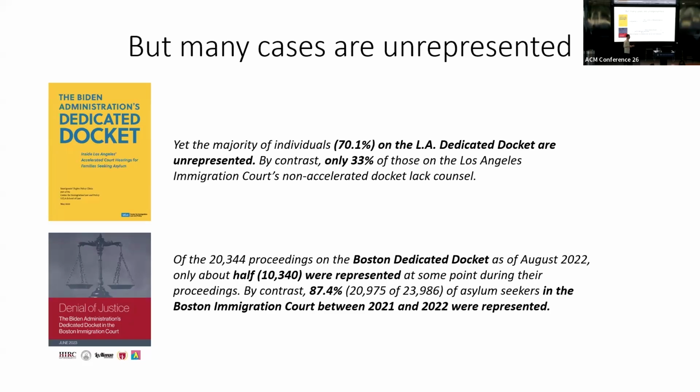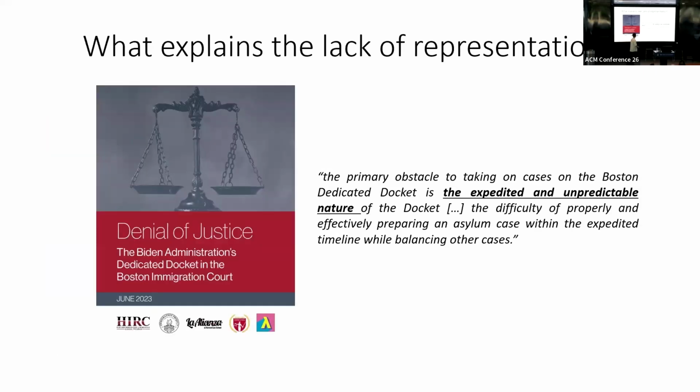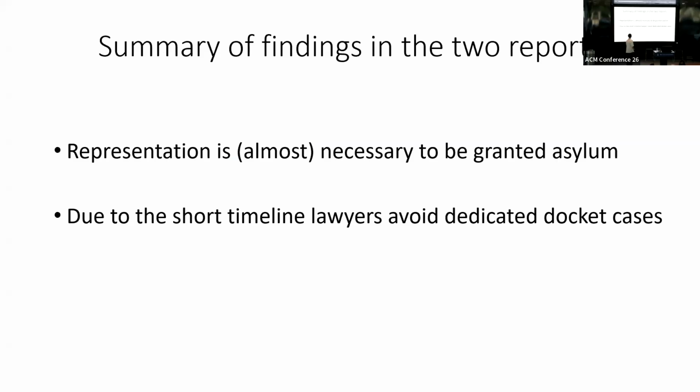So why is there such a contrast between representation of cases on the dedicated docket and the regular docket? According to the Harvard Law report, lawyers are complaining about the difficulty of properly and effectively preparing an asylum case within the expedited timeline while balancing other cases. So they are hesitant to take on dedicated docket cases because the timeline is just so stringent. To summarize, representation is almost necessary to obtain asylum, and lawyers are hesitant to take on a dedicated docket case. These two combined explain the very poor outcome.